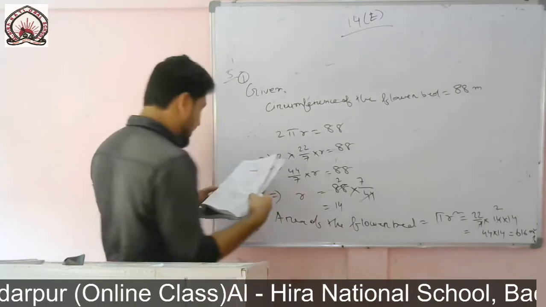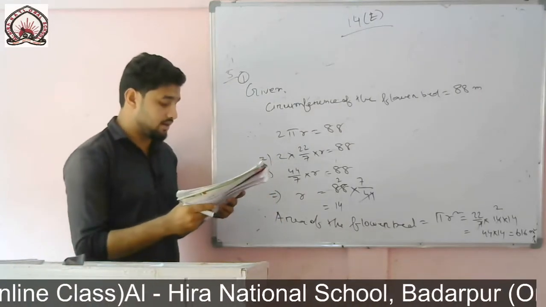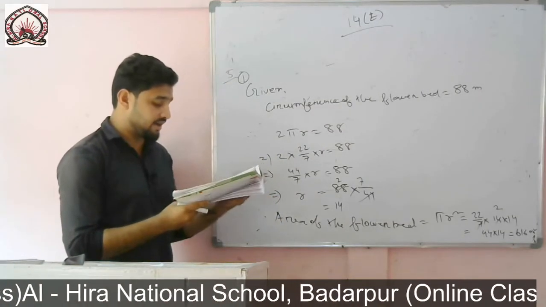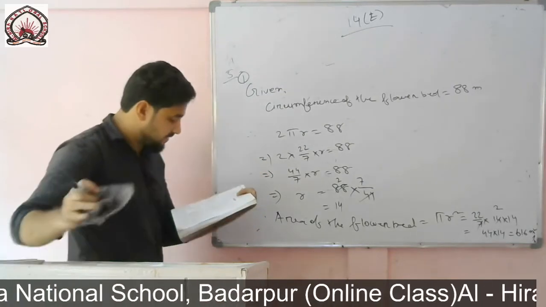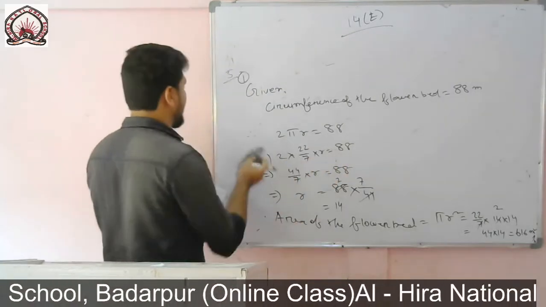Now come to question number 2. Find the area of the circle. The area of the circle is given. Find the circumference. The area of the circle is given, and we have to find the circumference.